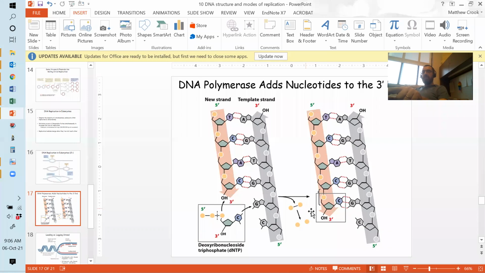So that phosphodiester bond is formed, water is generated. Next one comes in. This will be a guanine, because it will match up with C, and it will just continue on and on until you get to the end.